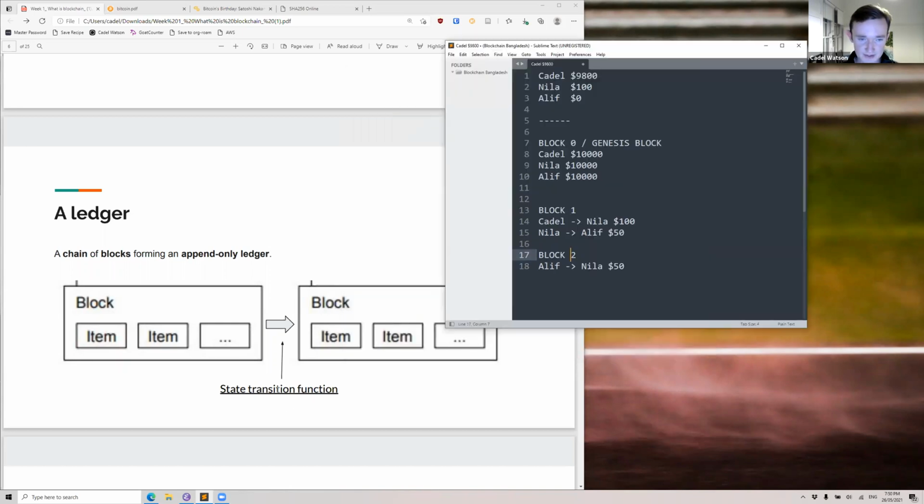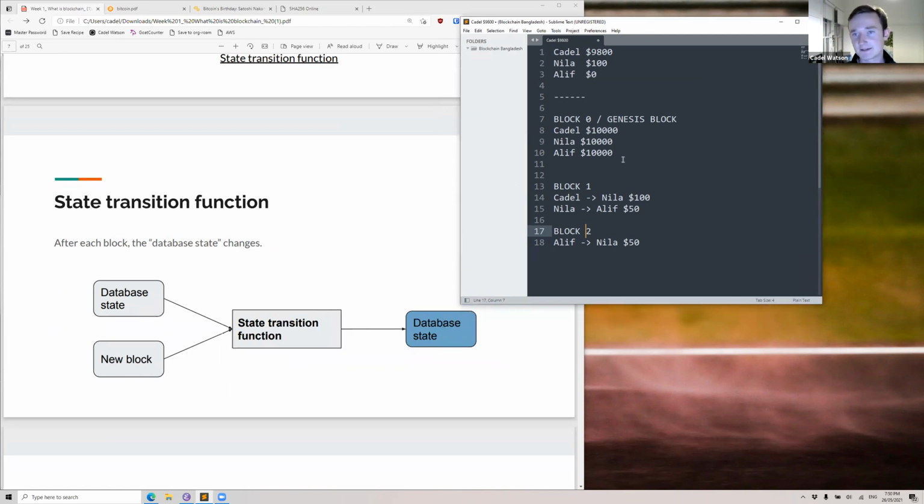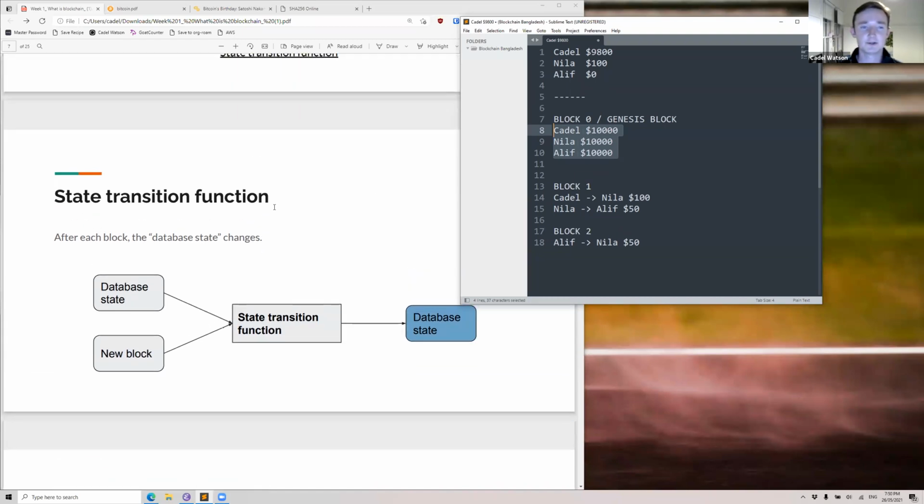To do that, what we use is something called a state transition function, which is just a fancy term for a function that takes in the database, adds a block to it, and then results in a new database. And we can see that in this diagram here. So we start with the current database state, which right at the start is this. And then when each new block appears, so first block 1, then block 2, we run that state transition function and we end up with a new database state, or a new state of data, which in our case is bank balances.